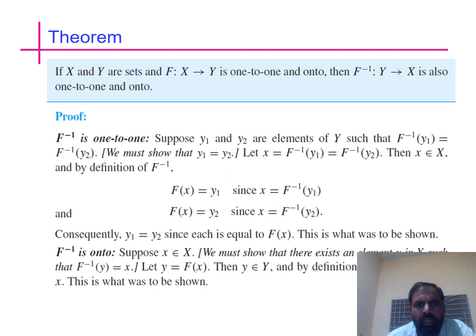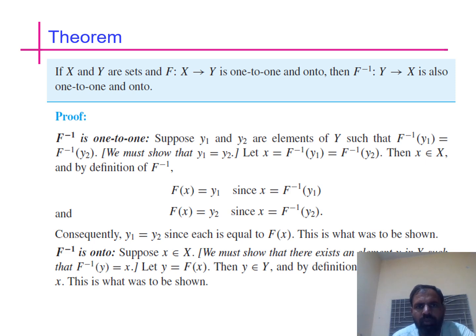If x and y are sets, and f from x to y is 1 to 1 and onto, then f inverse from y to x is also 1 to 1 and onto. Simply you can say that if a function is bijective, then the inverse of that function is also bijective. That's very important. F inverse is 1 to 1. Suppose y1 and y2 are elements of y such that f inverse of y1 is equal to f inverse of y2. We must show that y1 is equal to y2.